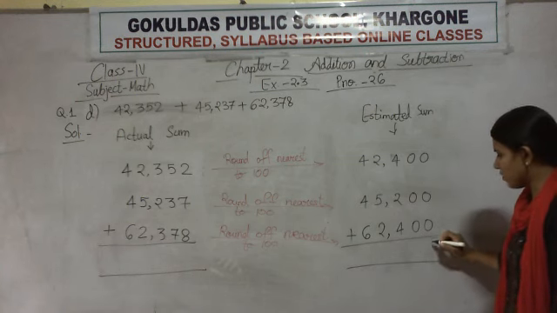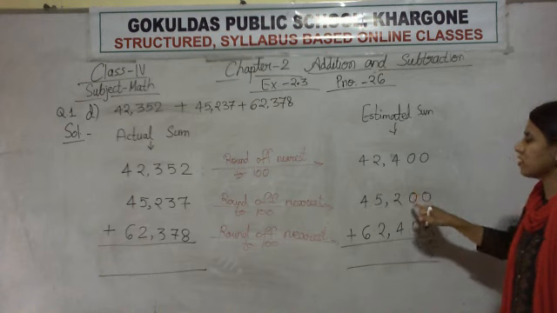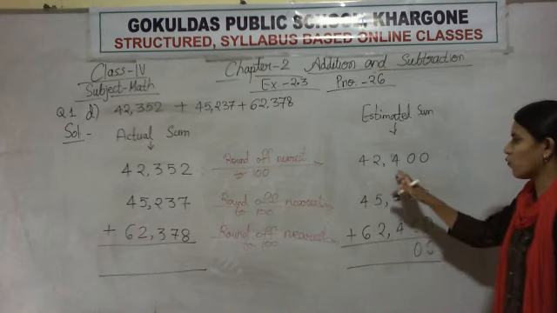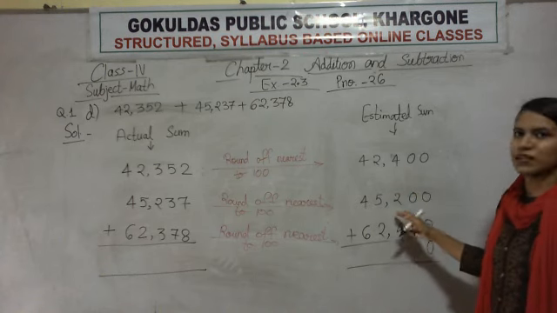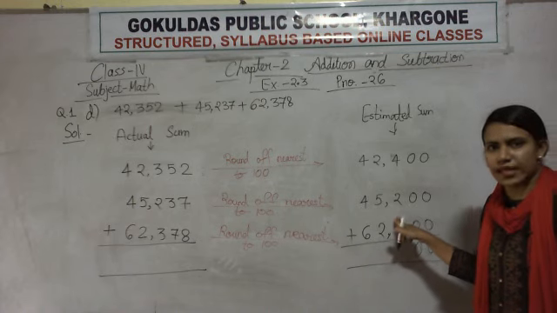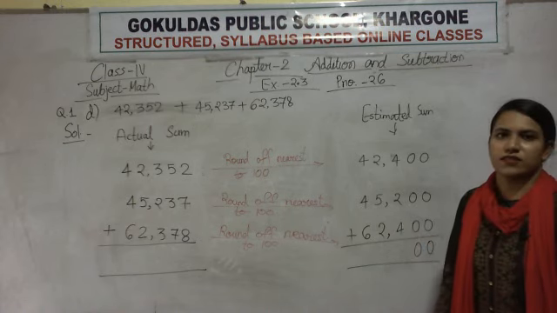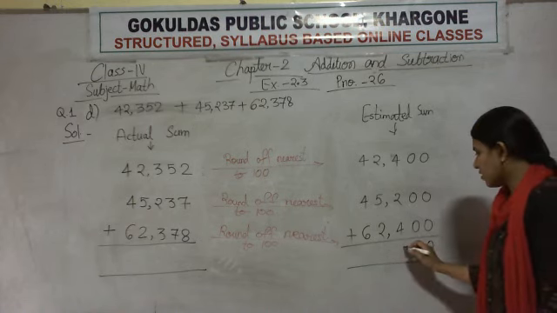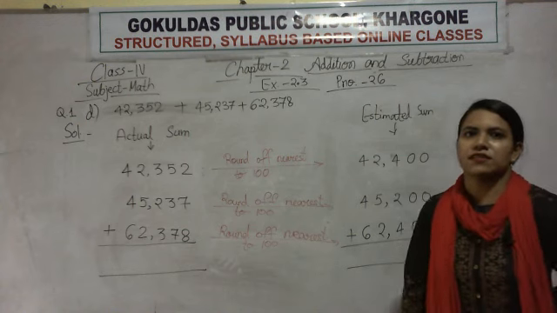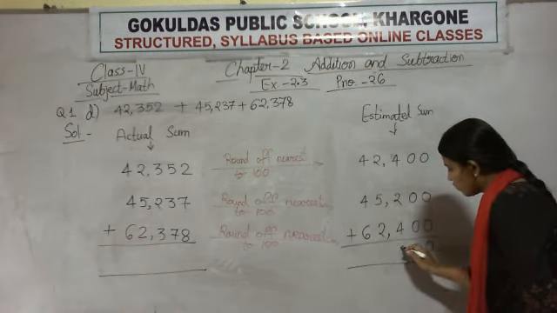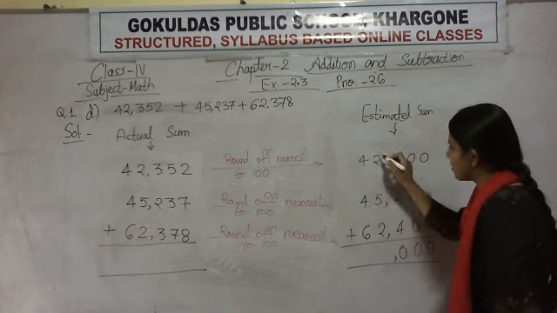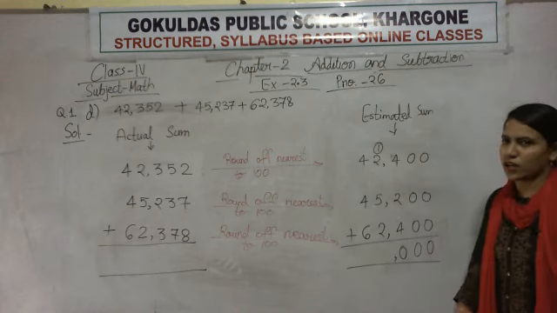Okay, 0 plus 0 plus 0 is 0. 0 plus 0 plus 0 is 0. 4 plus 2 plus 4. 4 plus 2 is 6. 6 plus 4 is 10. So you will write 0 here and 1 is regrouped with the next column.